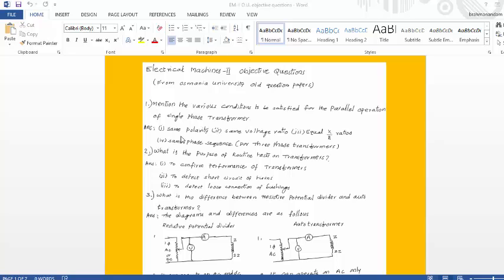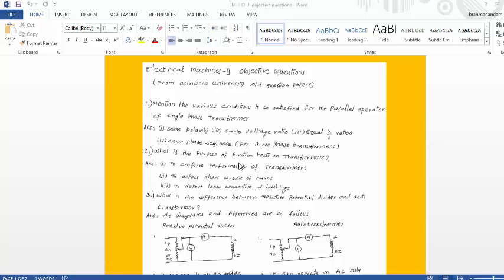First condition is same polarity. Second condition, same voltage ratio. Third condition, equal X by R ratio. Fourth, same phase sequence. It is for three-phase transformer parallel operation.